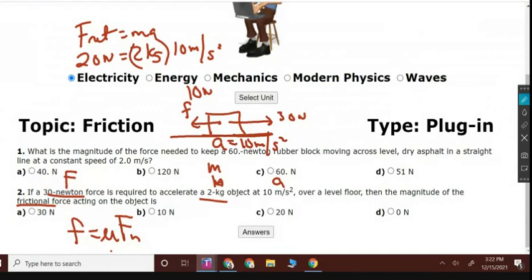Oh, they're not equal? Well, horizontally, this way they're equal, but this way, how could they not be equal if it's accelerating? If they're equal, then there is no acceleration. It must be unequal, that's why they're accelerating.